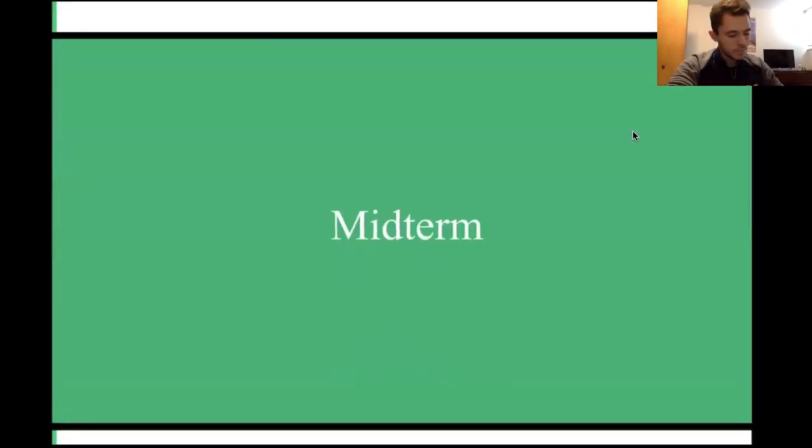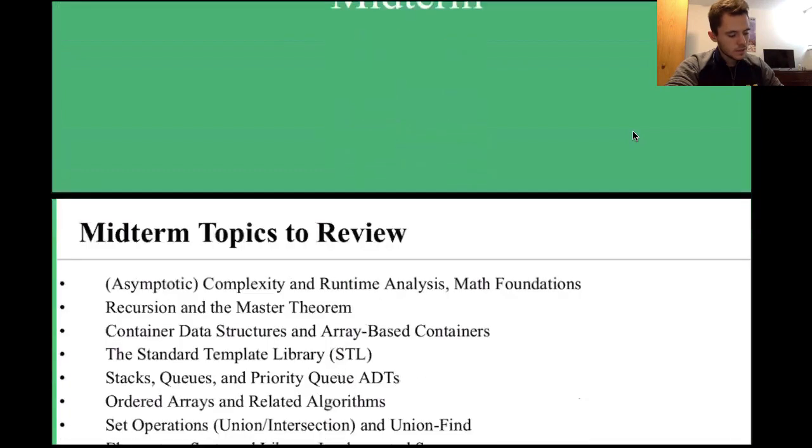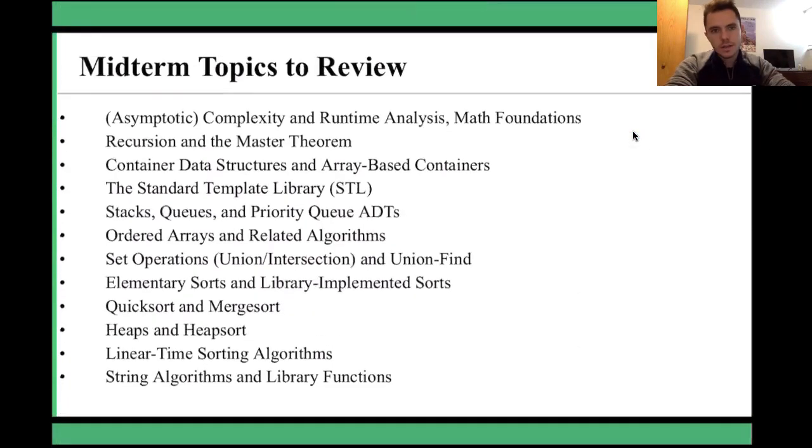So for the midterm, topics to review: pretty much anything that we have covered in lecture and lab so far is fair game. That's complexity, runtime analysis, recursion, and the master theorem. These were the first topics we covered. Then all sorts of ADTs and containers, anything to do with the STL.